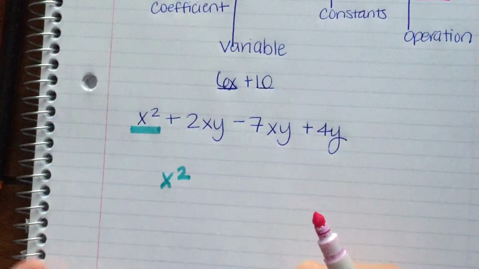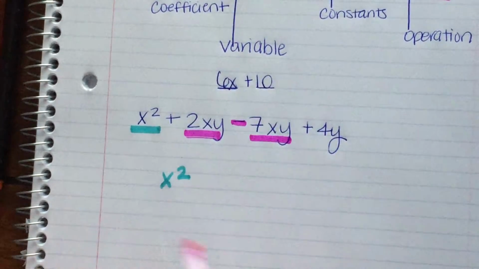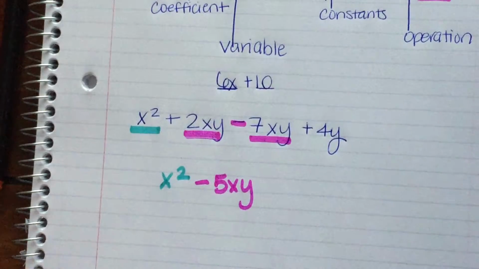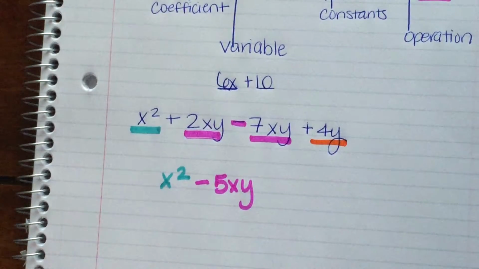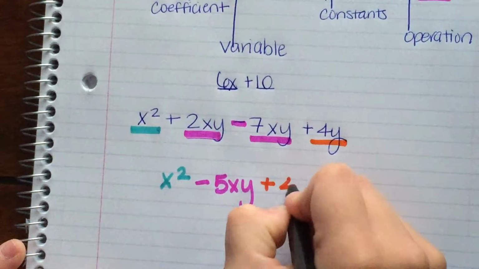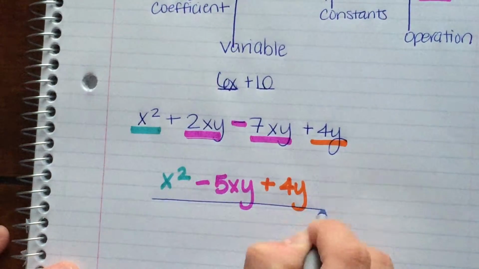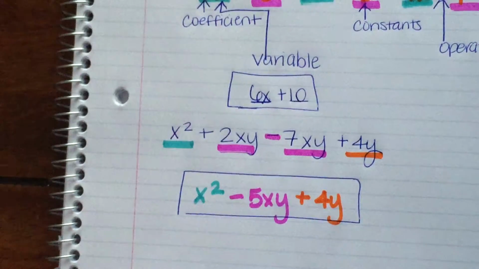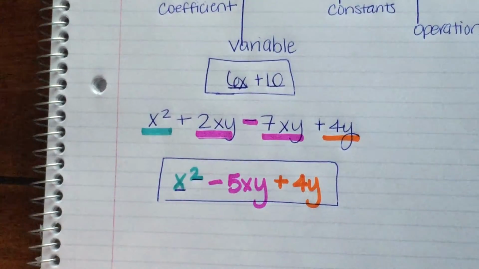Our next term that we can combine is 2xy minus 7xy. 2xy minus 7xy is negative 5xy. Don't forget to bring your variables with it. Last, we have our 4y variable term. There's nothing to combine that with, so that is how you write it. So at this point, this is our answer, and we will put a box around it. Just make sure when you are combining like terms that you are combining with the same variable and to the same power.